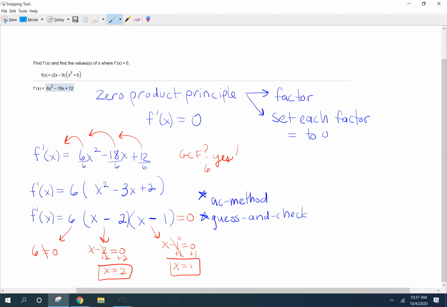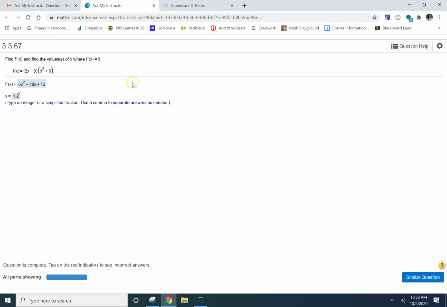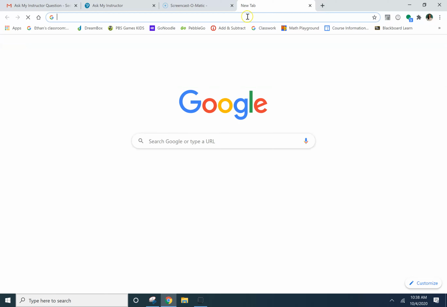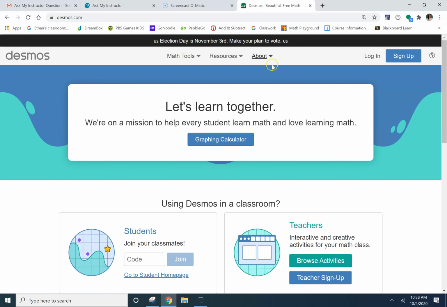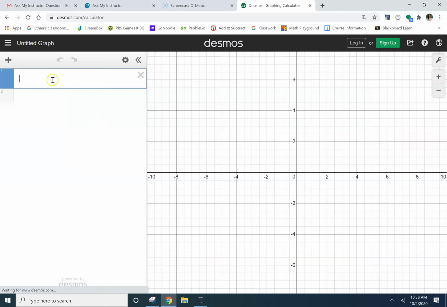So what I'm going to do is just pull up Desmos real quick and graph the original function and just show what it means for the derivative to be 0. So let me jot this down real quick. It is 2x cubed minus 9x squared plus 6. Okay, let's go to Desmos and let's graph that real quick so I can show you what's actually going on here. So Desmos. Okay, so I'm just going to graph that.